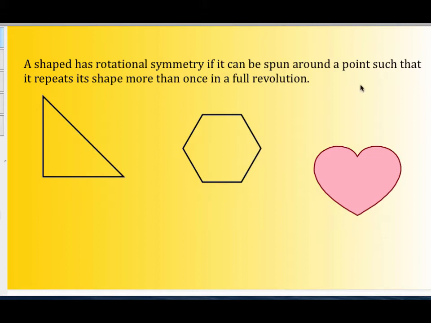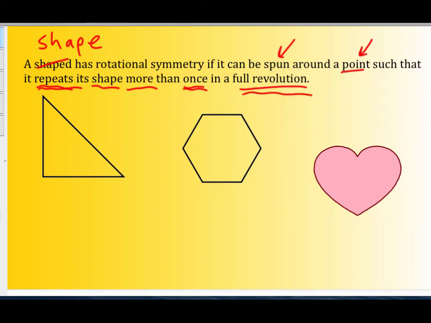Okay, team. Now, a shape has rotational symmetry if it can be spun around a point such that it repeats its shape more than once in a full revolution. I'll read that again. A shape has rotational symmetry if it can be spun around a point such that it repeats its shape more than once in a full revolution. Now, if that just sounds like gobbledygook to you, that's fine. I'll actually give you a visual demonstration of that.